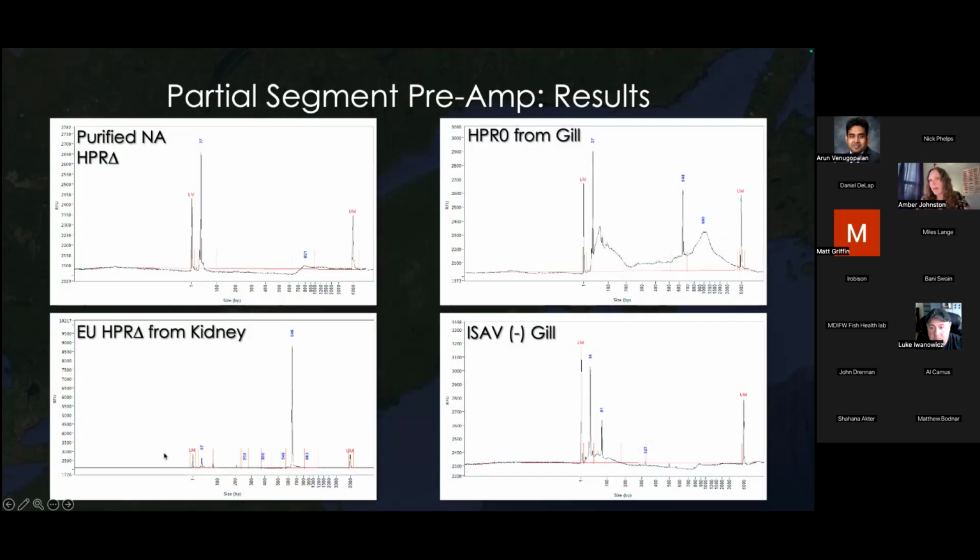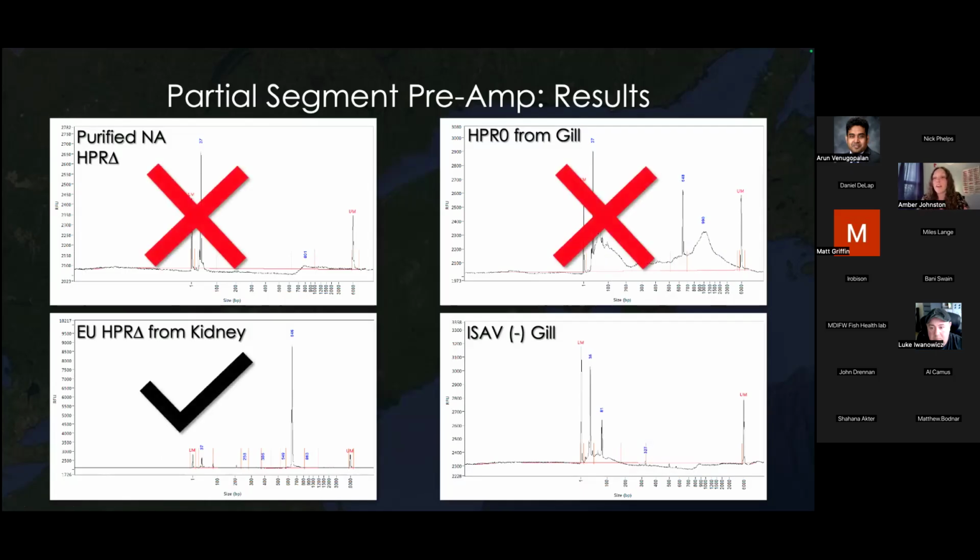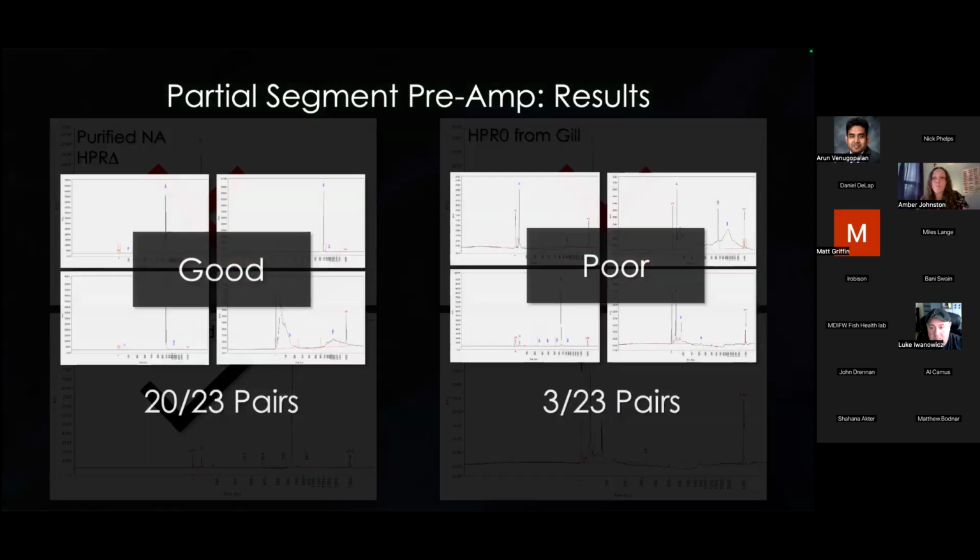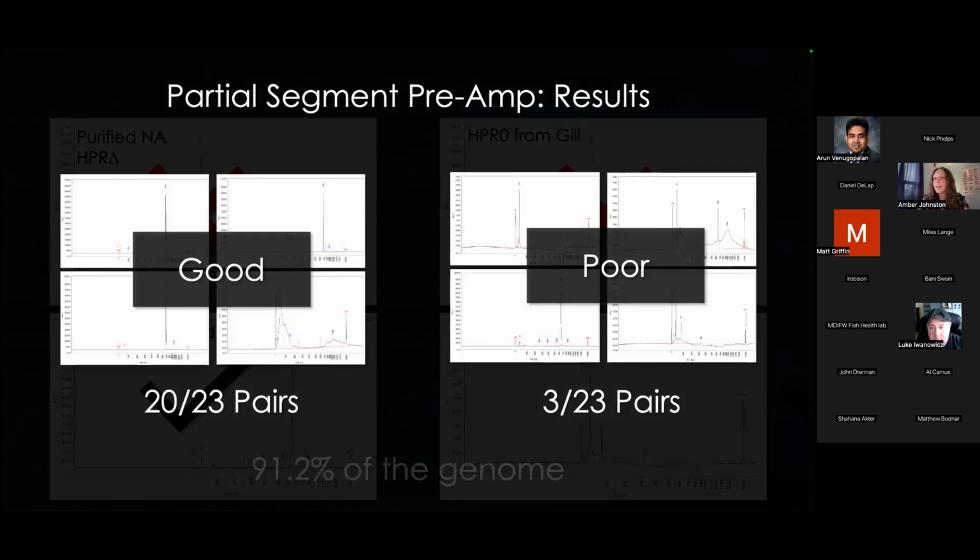All right, so this is what a bad pair looks like, only producing amplicons of target size in one or two of the variants. And the good news is that overall, when we initially screened all 23 of these primer pairs and analyzed the results, we found that 20 out of 23 of the pairs worked as expected and 3 did not, capturing over 90% of the viral genome.